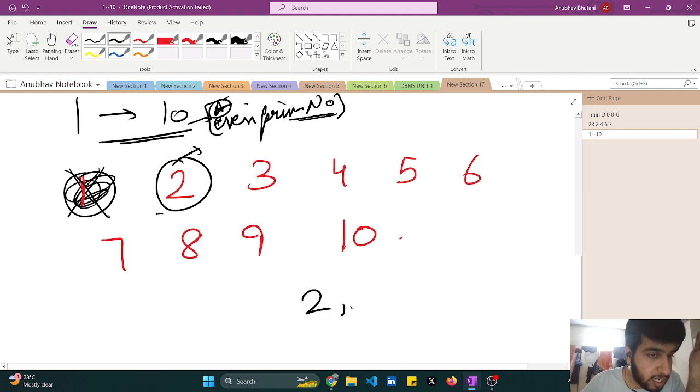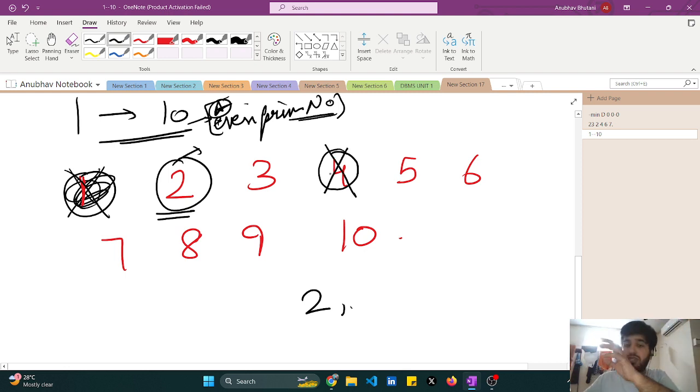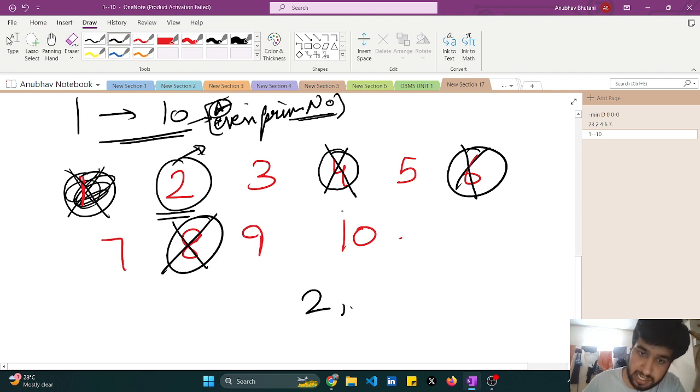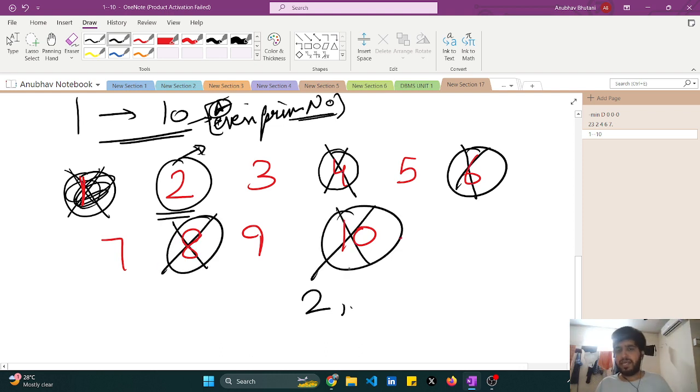So I can just come to 2 and start from 4 and cross it down, because this can't be a prime number. Why? Because it is a multiple of 2. It has one more factor other than 1 and the number itself. Okay, I can cross this 4. I can come to 6, because 6 is a multiple of 2, and cross this. I can come to 8, I can cross this. I can come to 10, I can cross this. Okay, so 4, 6, 8 and 10 are eliminated.